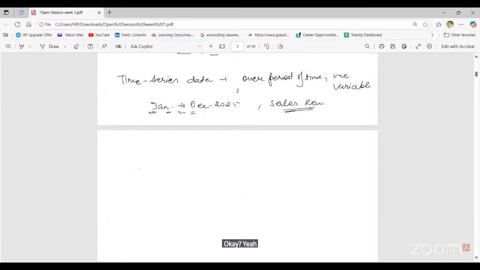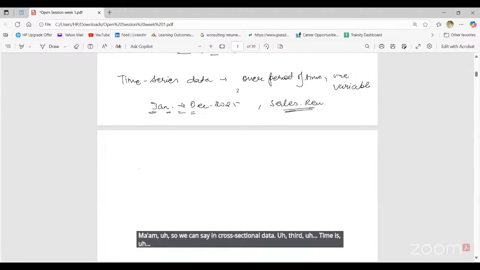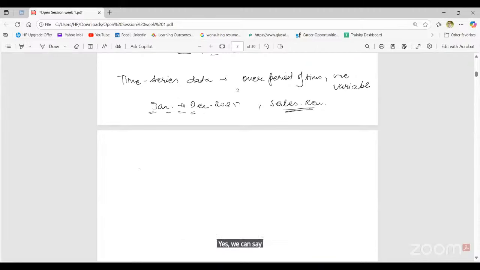Ma'am, that is the difference. So we can say in cross-sectional data, time is a case, because for different points of time you are collecting the data. And in time series data, it is a variable, right? Because January to December.